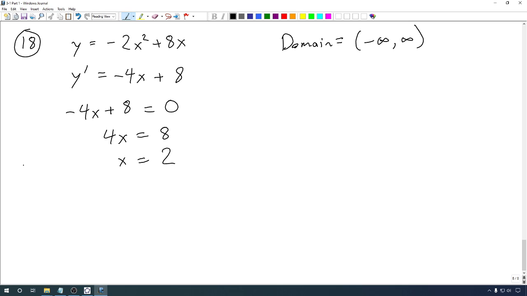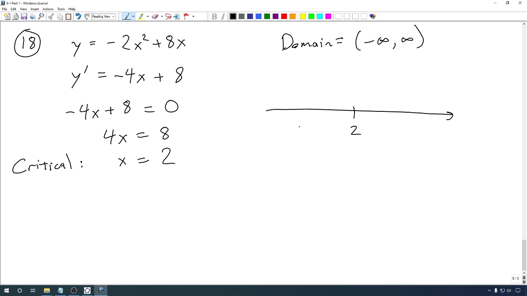That means we have a critical point. We have one critical point of x equals 2. And if we put that onto a number line, we just have a 2 here. But this represents that we have the intervals negative infinity to 2 and 2 to infinity. Those are two separate intervals to be working with.